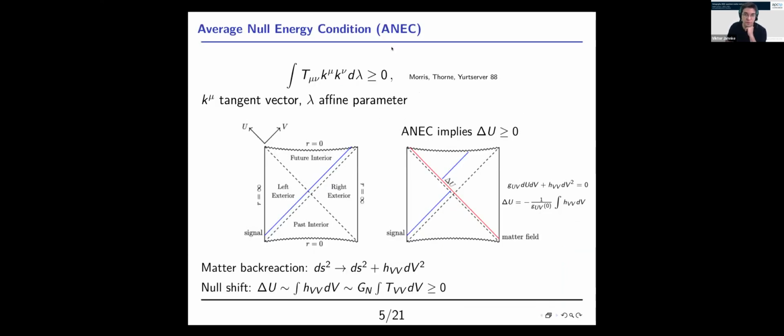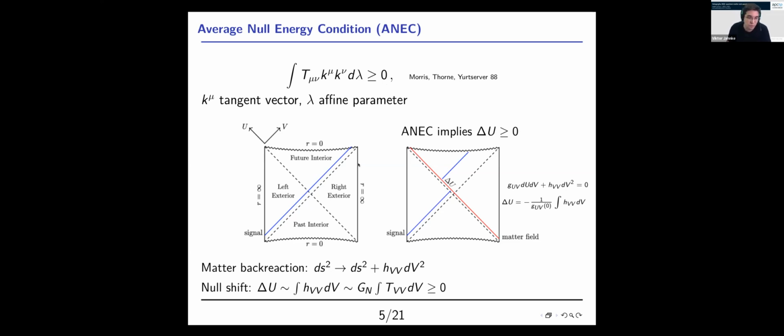The reason for the non-traversability of wormholes is basically the averaged null energy condition. The averaged null energy condition states that the integral of the stress energy tensor along null geodesics is positive. So this tells you that the energy of your matter fields is positive. If you have a two-sided black hole and you want to send a signal, shown here in blue, from the left to the right side of the geometry, your signal just hits the singularity and never makes it to the right boundary.